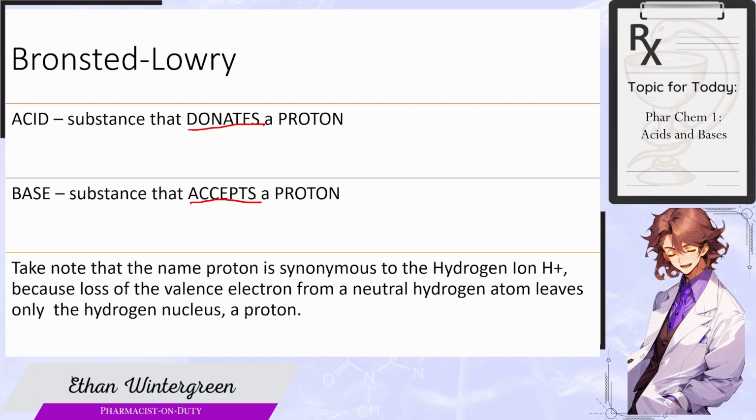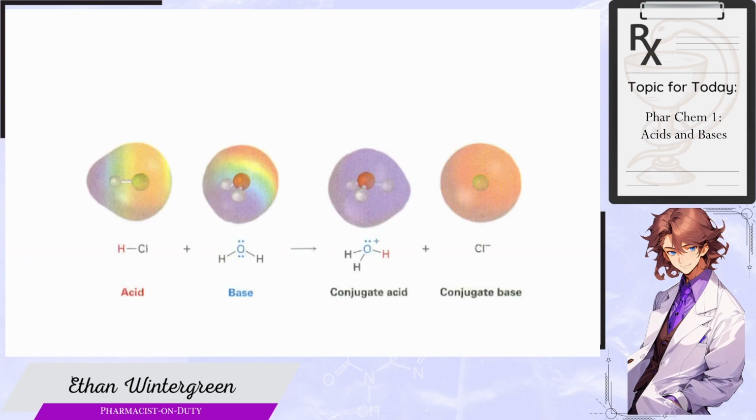So an acid is a substance that donates a proton, and a base is a substance that accepts a proton. Let's have an example so you can clearly see what we are talking about. Here on the screen, you will see an acid and a base. Our acid is hydrochloric acid. We're all familiar with hydrochloric acid. It is one of the stronger acids and it reacts with water.